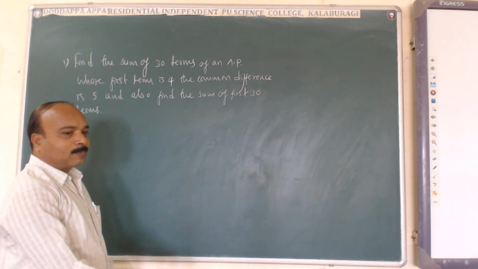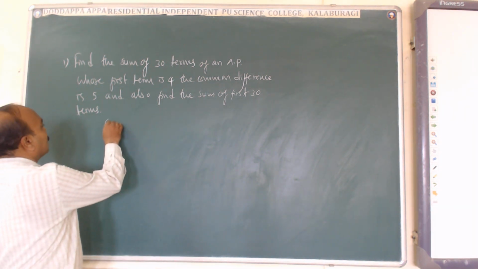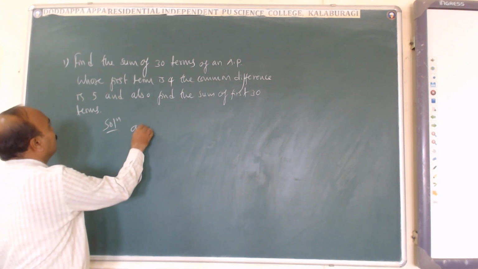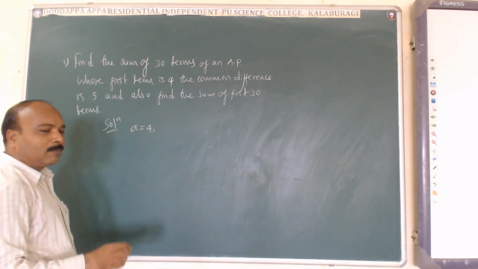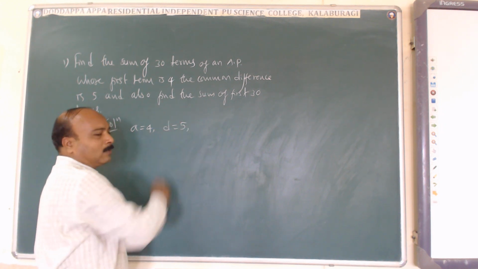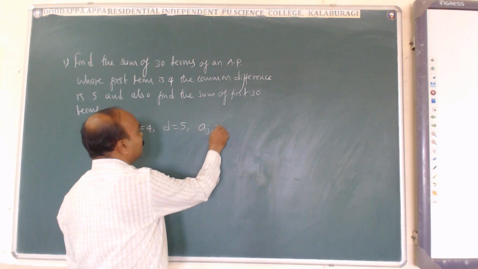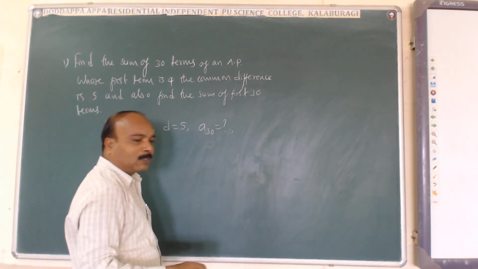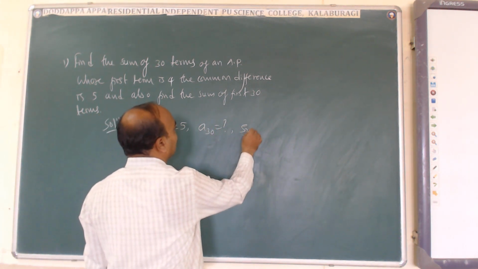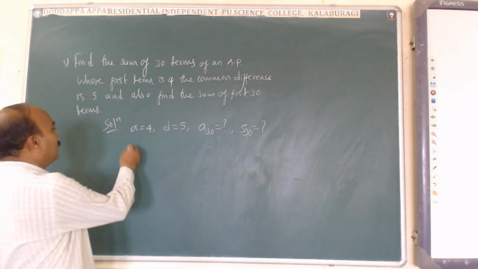Here we did one small mistake in multiplication, so we make the correction. Here it is given that a value is 4, that is the first term of the AP, and the common difference d is given as 5. It is asked to find a30, and the sum of first 30 terms, that is S30 equal to question mark. These are the 2 points you have to calculate.